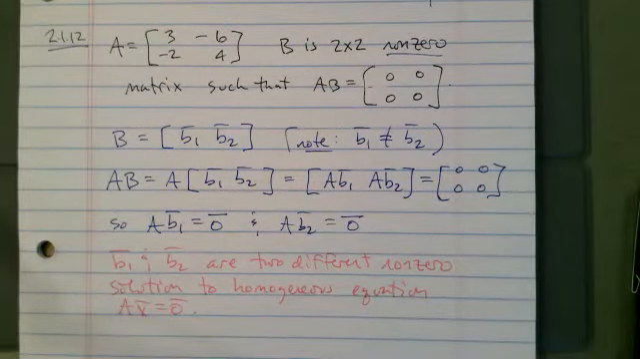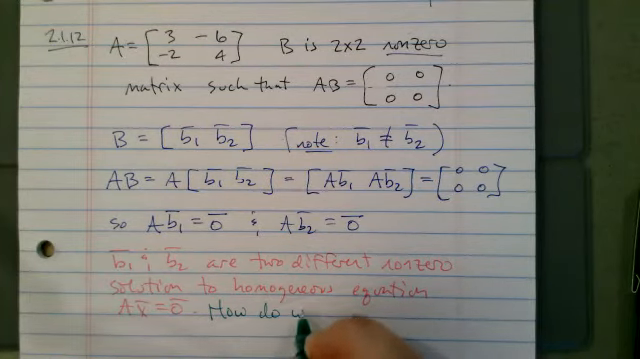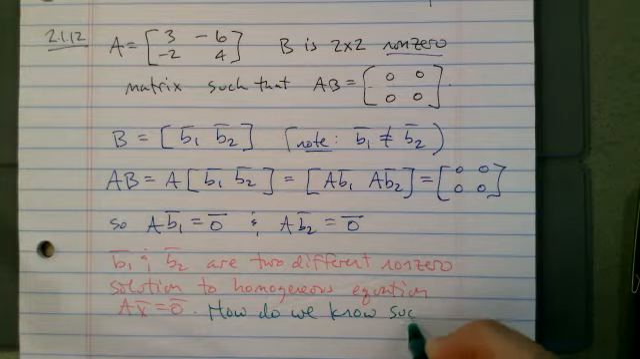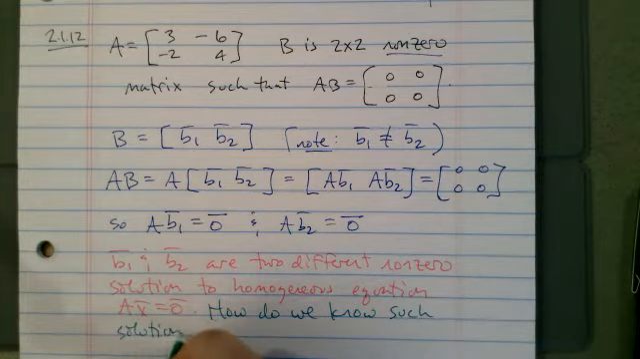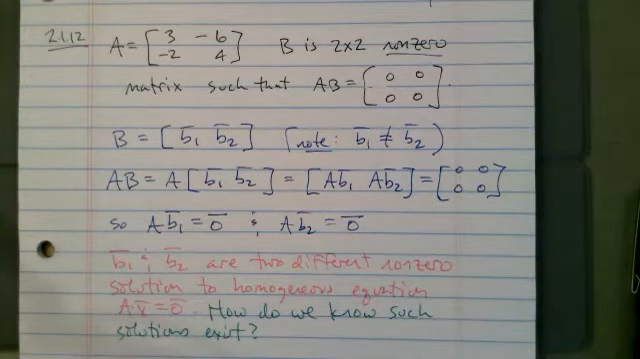What is it about, is this possible, and how can we tell? So let's pause for a second. Think, is this possible, and how can we tell? Is it possible that AX equals 0 has a non-zero solution? Why is it possible? How do we know such solutions exist?